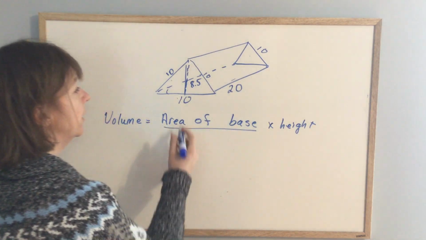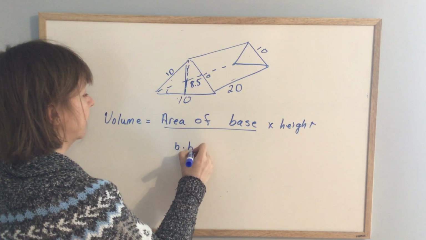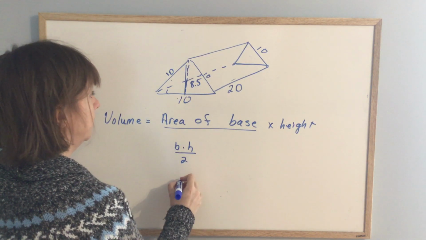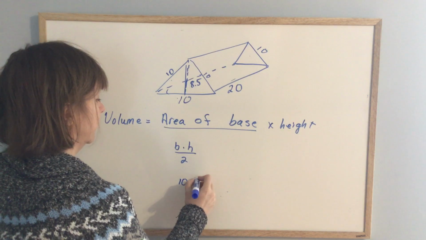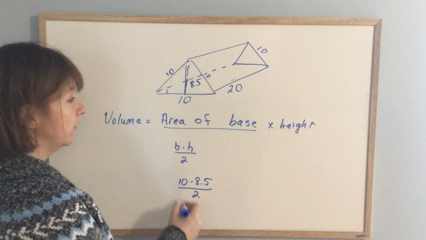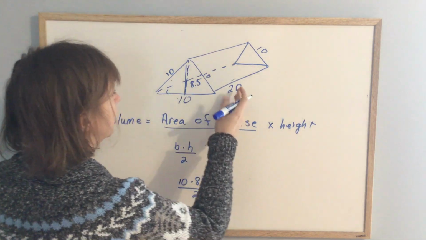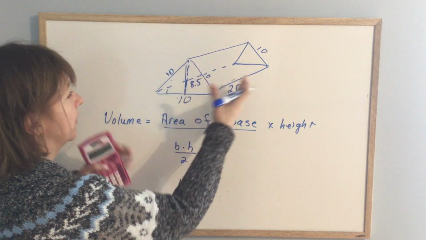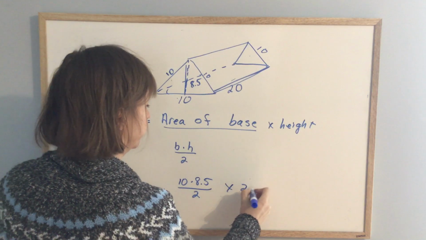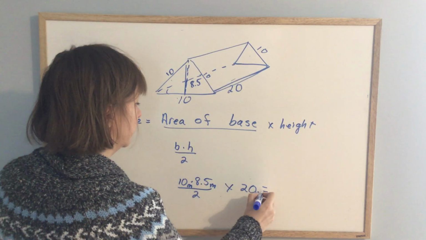So when we do area of the base, that would be base times the height of the triangle divided by 2. So that would be 10 times 8.5 divided by 2. That's the area of the base. That's the area of the triangle. Times how tall it is. Well, if this was the bottom, if you were standing that up, how tall it is would be 20. And so we have 10 meters by 8.5 meters by 20 meters.